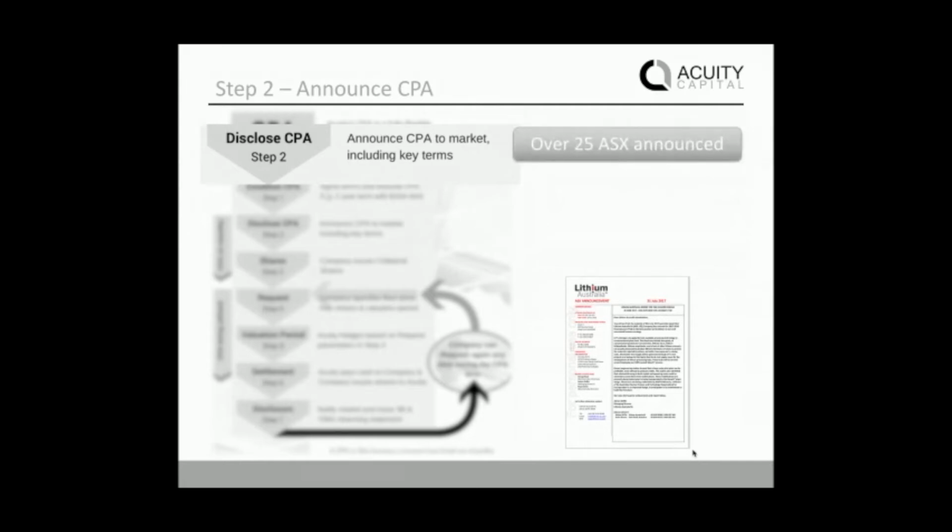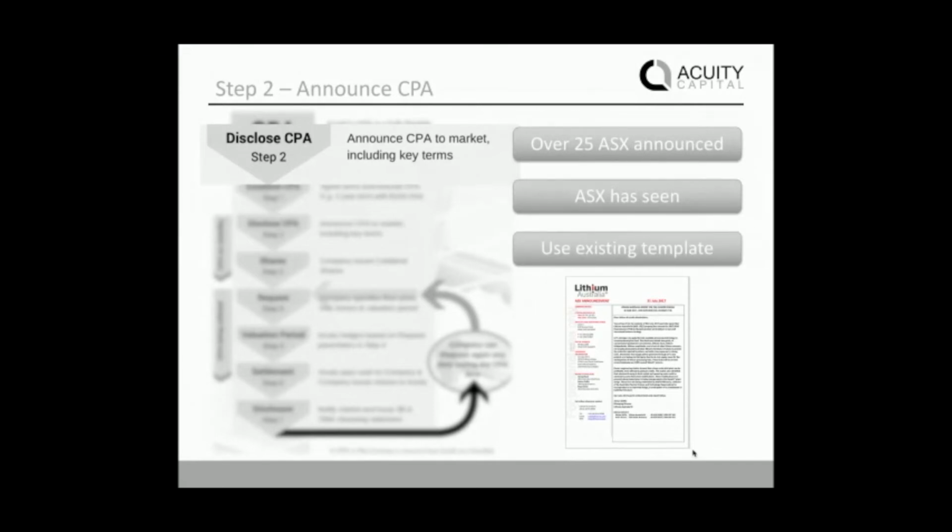First of all, over 25 ASX companies have announced this, so there are plenty of examples and plenty of templates to use. The ASX has seen it. Lawyers have seen it. A lot of other stakeholders have seen these. And I think, importantly, use an existing template. Use something that the ASX has seen before. We recommend the Lithium example. We think it's nice and concise and easy.